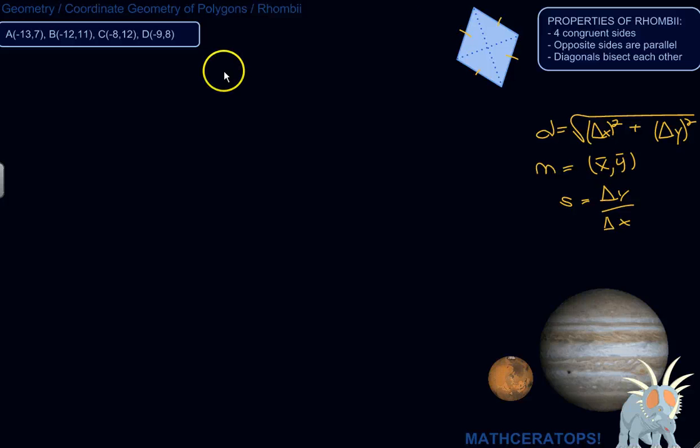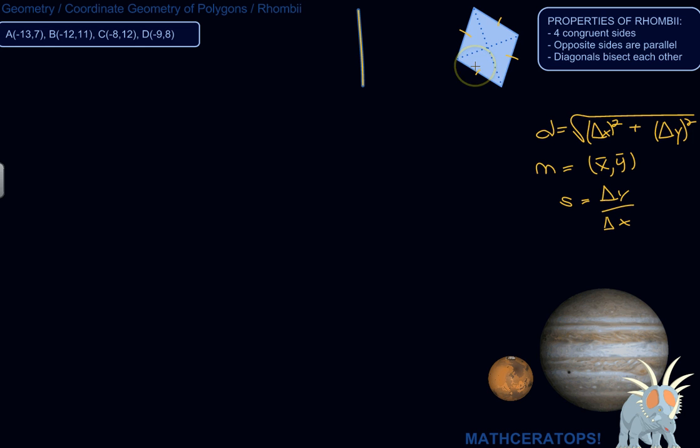Alright, so the question is, the points A, B, C, and D given at these coordinates, negative 13, 7, negative 12, 11, etc., will they form a rhombus if we plot them on the coordinate plane? So a rhombus is a quadrilateral, a four-sided figure, where all sides are congruent. They're all the same length, and the opposite sides are parallel.